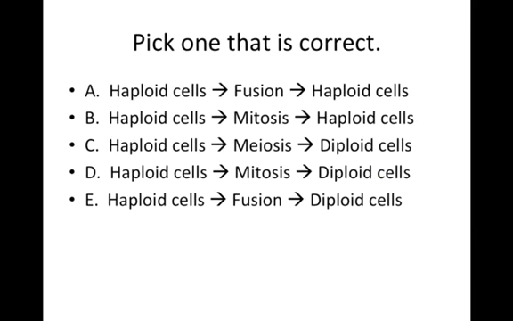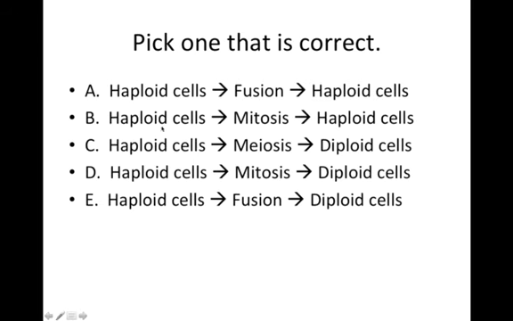Okay, so let's have a moment to think about this. I suggest pausing it and thinking it through. Okay, so let's see which one or ones of these is correct. What happens when haploid cells fuse? Well, when they fuse, they give rise to diploid cells, right? So A is not correct.